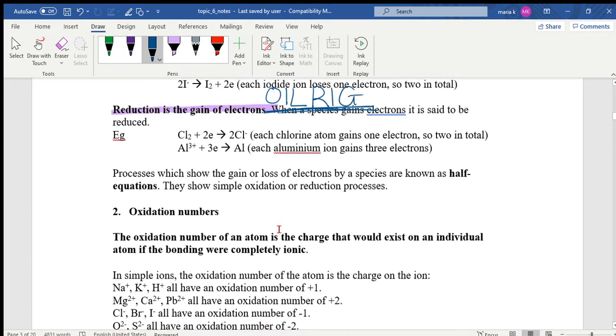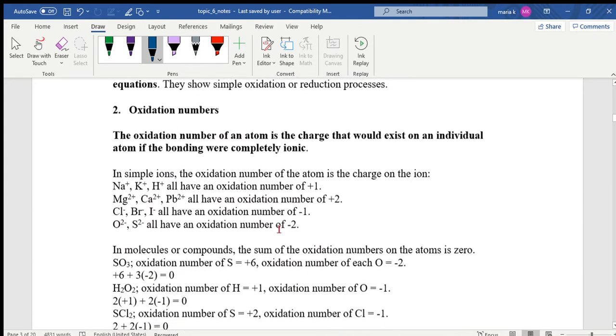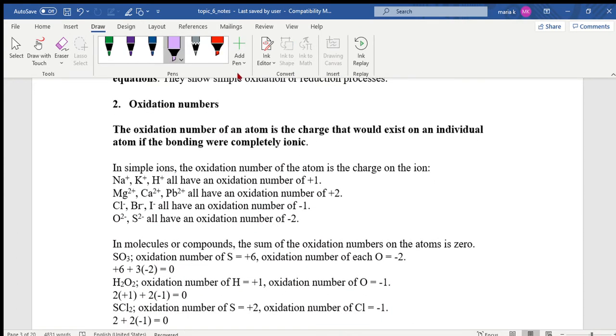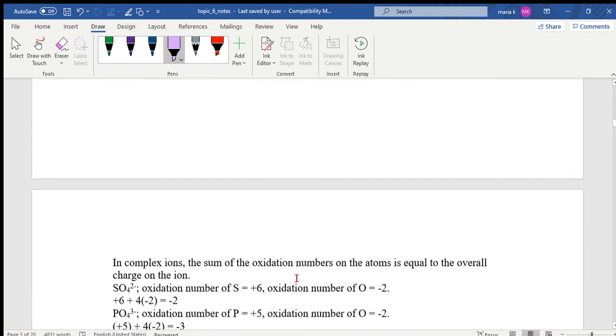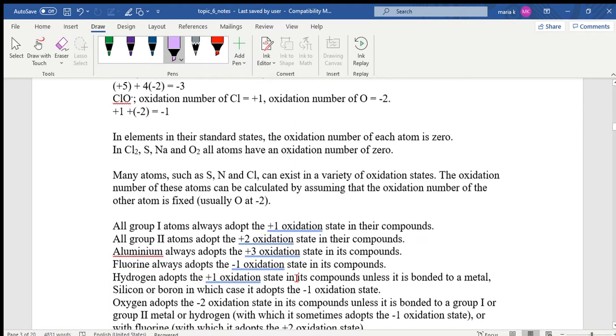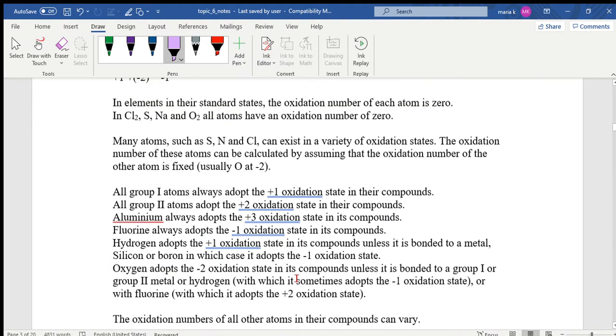So let's move on quite swiftly. Now, oxidation numbers represent the charge on the atom if the bonding were completely ionic, irrespective of whether it is a covalent molecule or an ionic or a metallic one or whatever. Okay, so let us carry on. In their standard states, oxidation number is 0.